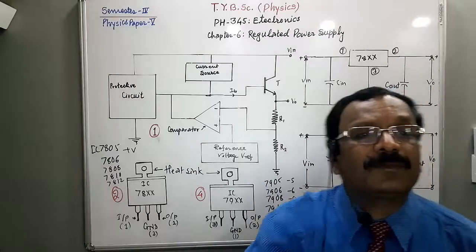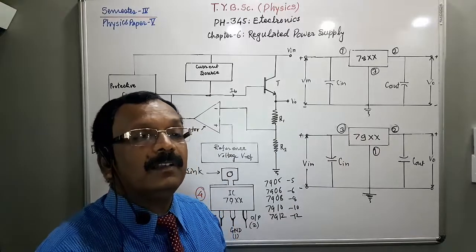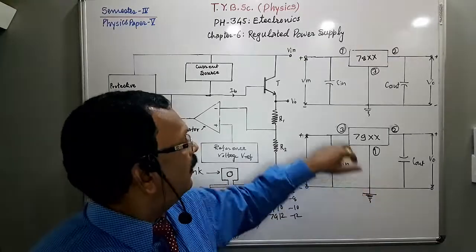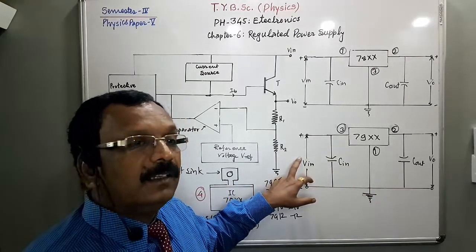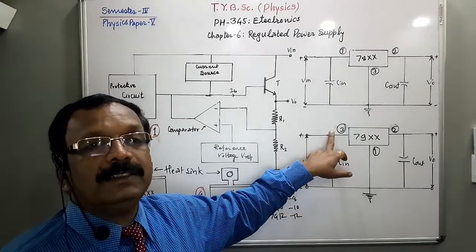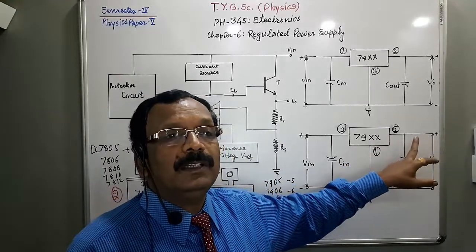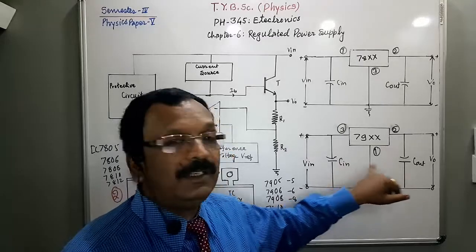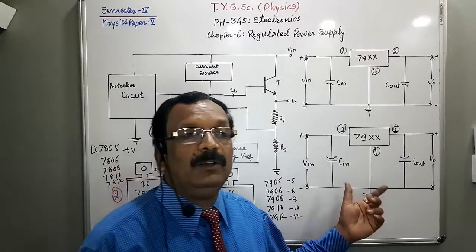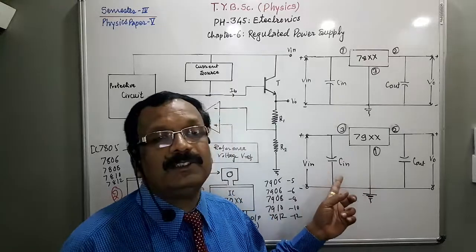Now see here the block diagram of the 79 negative voltage regulator. Here the unregulated input voltage V in is applied to pin number 3 and we get the regulated output voltage at pin number 2. The input and output capacitors, that is C in and C out, are useful to maintain the regulated DC voltage. Any high frequency voltage is also filtered by the capacitor.